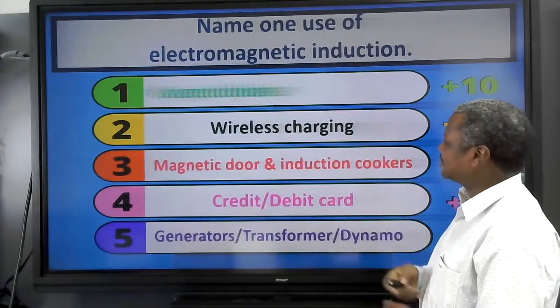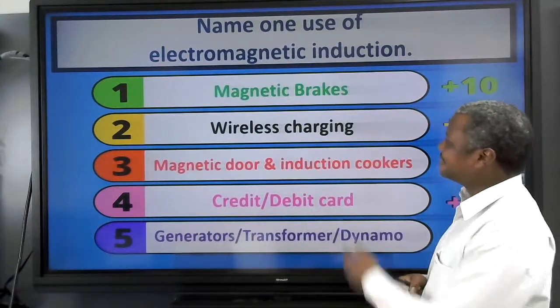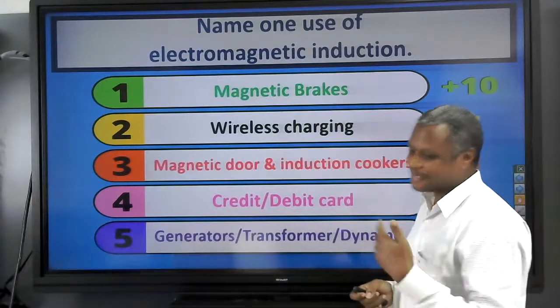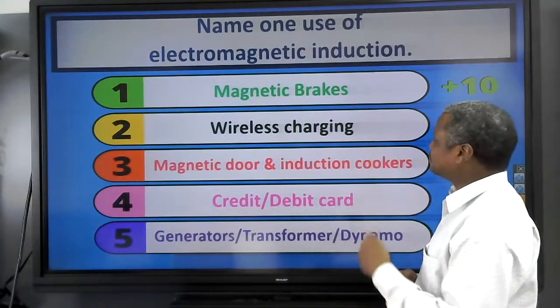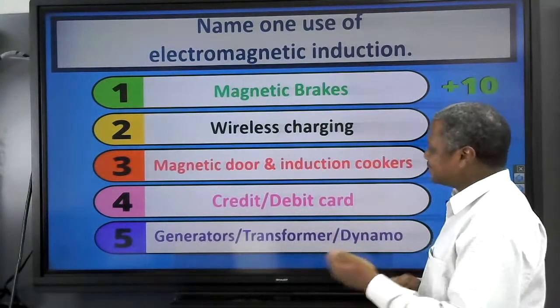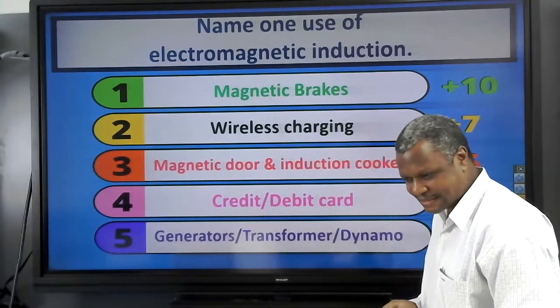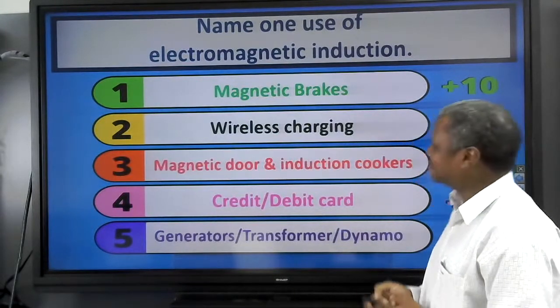So the last one here is the magnetic brakes in an electric train. Those who say maglev train, that's perfect, correct. And also those who say electric train, that is also correct. Someone said BTS, okay, maybe not.